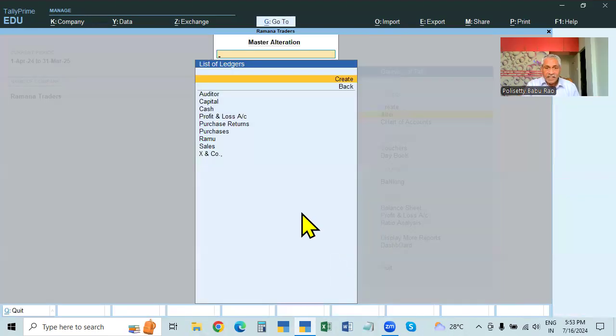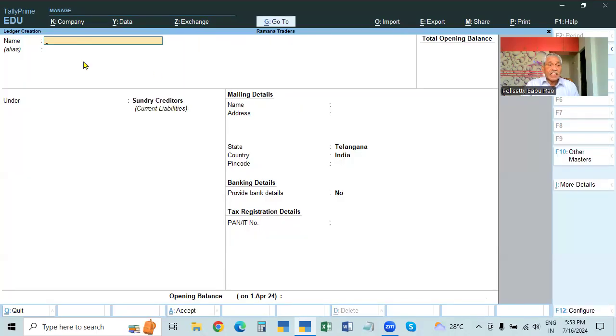Okay, we create. See, the created account is shown. Capital account. Like that you have to create. So the ledgers created in the beginning itself are shown as ledger creation. This is called the primary method. That is, in the beginning itself, we are creating.